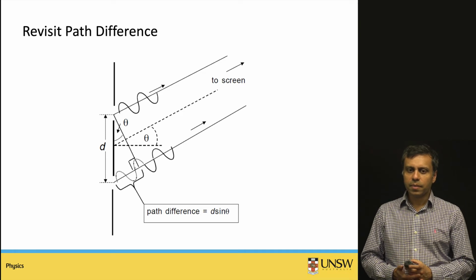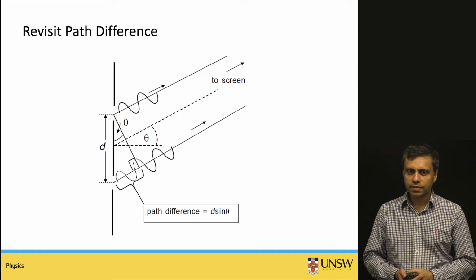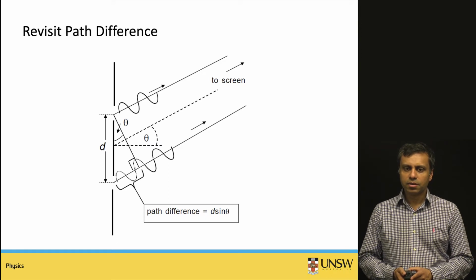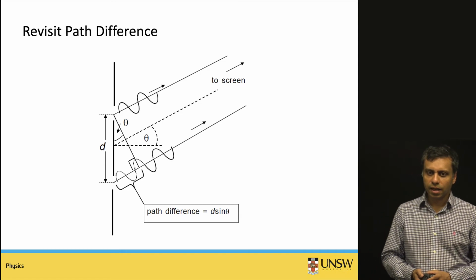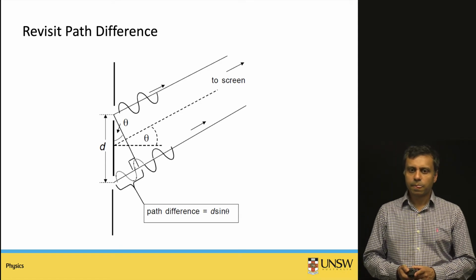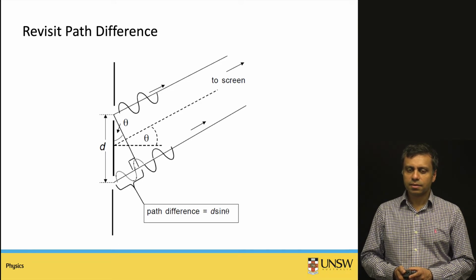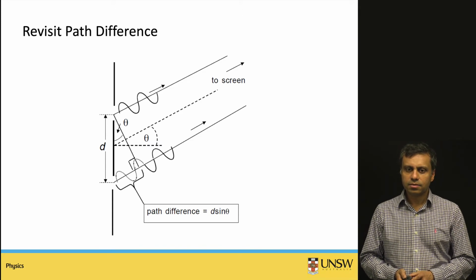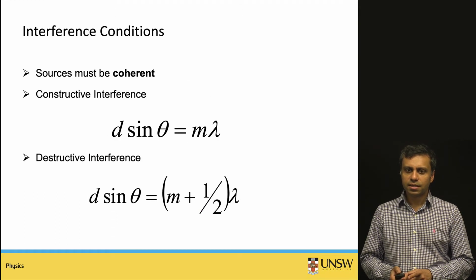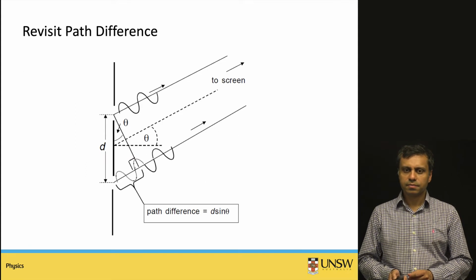So let us calculate the path difference. If we know the angle, the two light rays are basically almost parallel. So we can draw a perpendicular line from one of the slits to the other ray. This makes a 90-degree angle with the direction of propagation of the ray. And we have this angle theta between the surface of the slit. And then the path difference is given by d sine theta, the path difference between the two light rays.